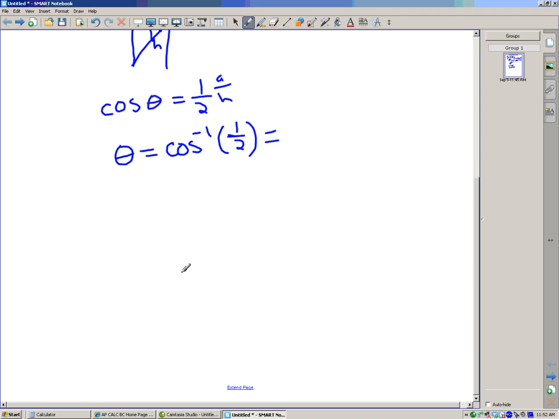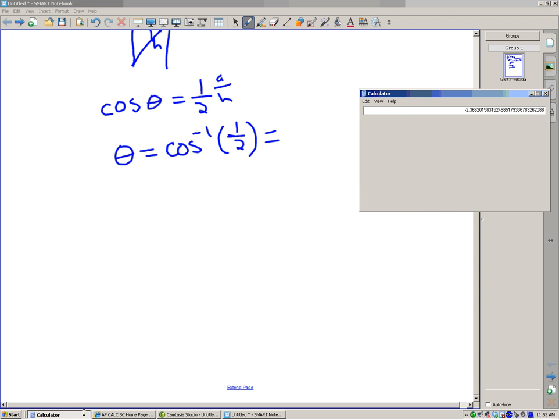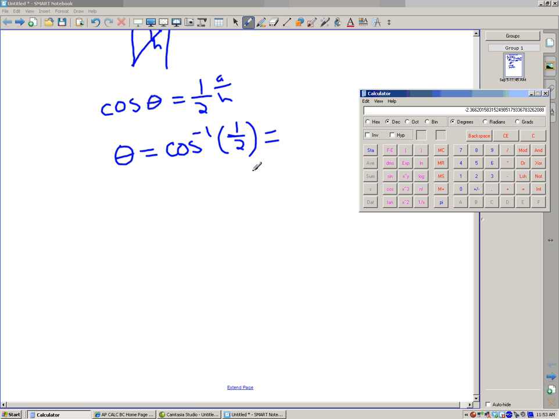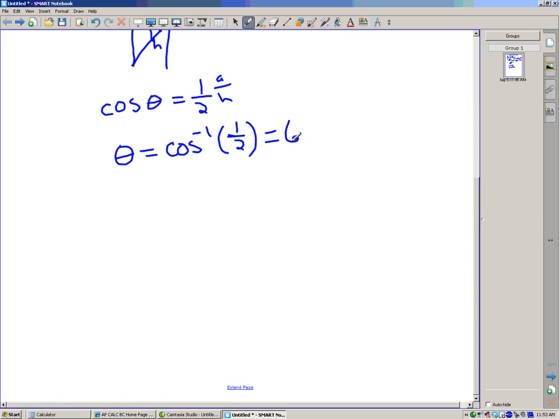I'm going to have to do something a little different on my calculator here. I'm going to do 0.5, which is 1/2, which you'll have to do as well, unless you do 1 divided by 2. And I'm going to do inverse cosine, and you should get 60 degrees. So when we go backwards, we are finding an angle. And the inverse cosine of 1/2 is 60 degrees.